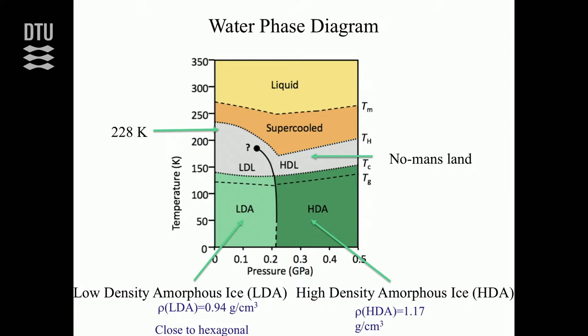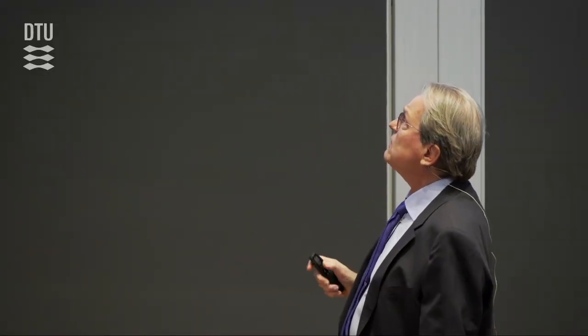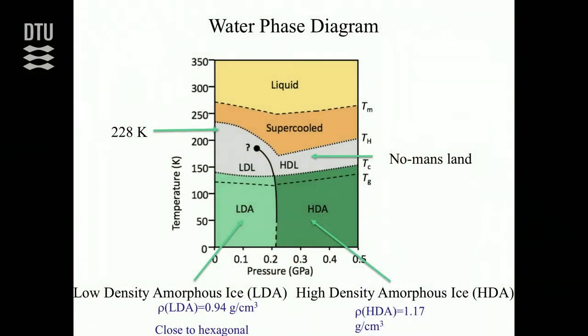This region here has been denoted no man's land, just like the trenches in the First World War, so to speak. You couldn't go in there because you would not be shot at, but you would freeze very rapidly. And that's why nobody could investigate this region. Nobody could see if there are two liquids, if there is a critical point, or any sign of that, because this 228 Kelvin, where it was diverging towards, is actually below here, so to speak.